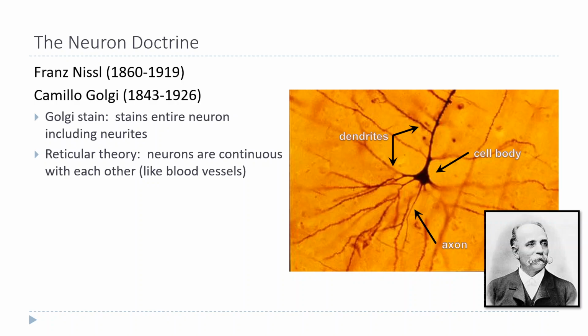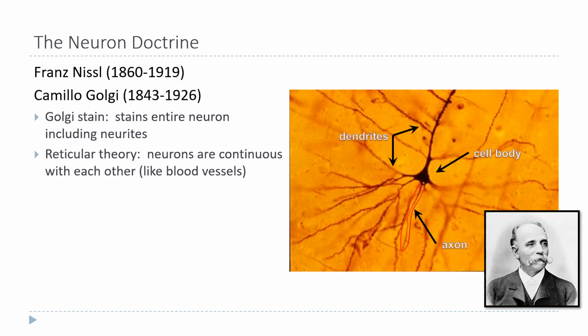And importantly, it actually labels the entire cell. So not just the cell body, but the neurites that come out of them. A neurite is just a projection that comes out of the cell body. And Golgi and others that used this stain identified two types of neurites. All neurons have this long, thin process called an axon. And so this is the axon of this cell.